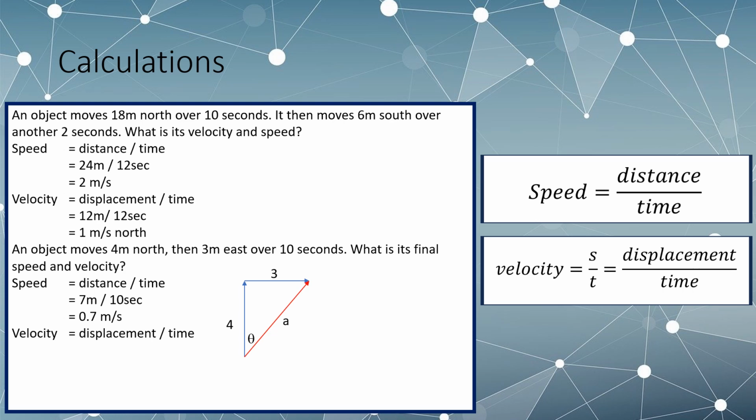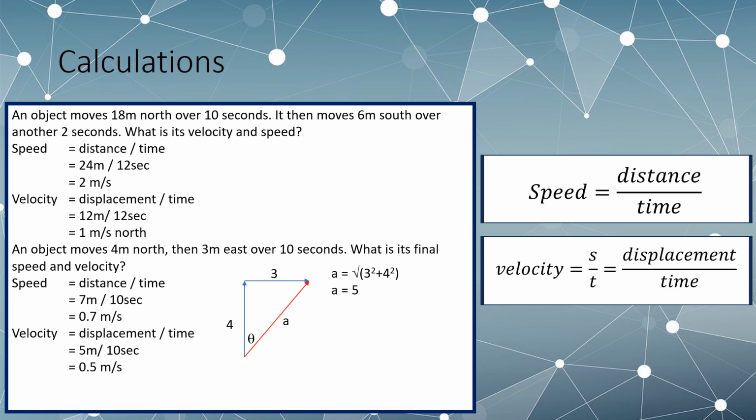Using Pythagoras' theorem, we have A is equal to the square root of 3 squared plus 4 squared, so our A is going to be equal to 5. So we know we'll have 0.5 meters per second, because we'll have 5 meters divided by 10 seconds. However, we must also find the direction. Now, the direction is not as simple as saying north then east. We have to find the angle within the triangle. Using our trigonometric ratios, we can do this.